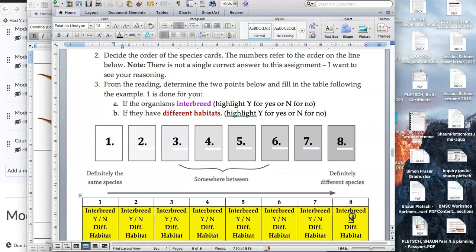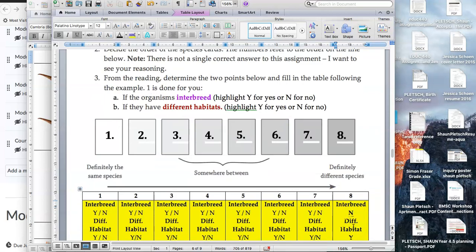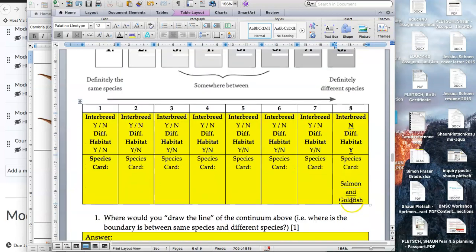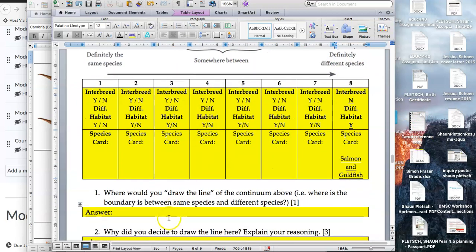As I said, for each one, reading the cards, you have to say, do those 2 species interbreed and are they in a different habitat? So that's how you fill out this part worth 7. And I believe most people should do very, very well on this part. And there are 2 questions to follow up what you did here with your continuum.